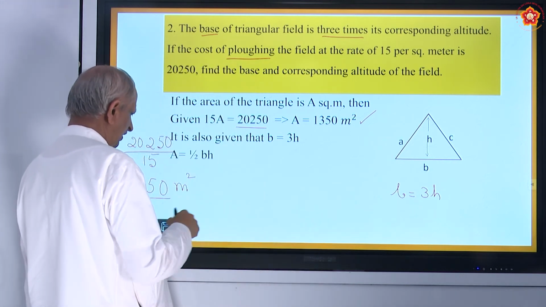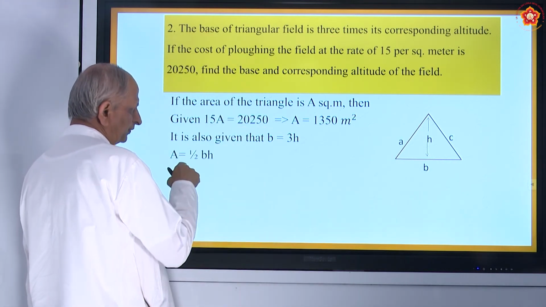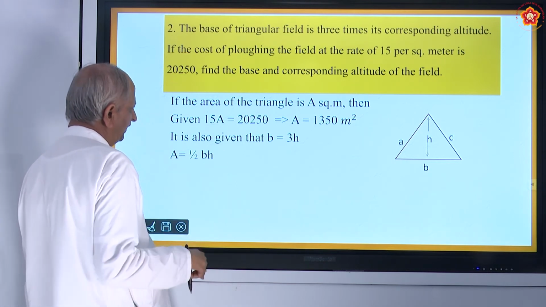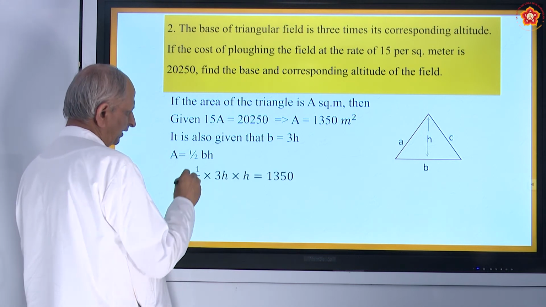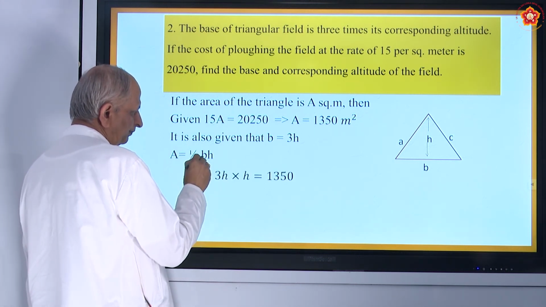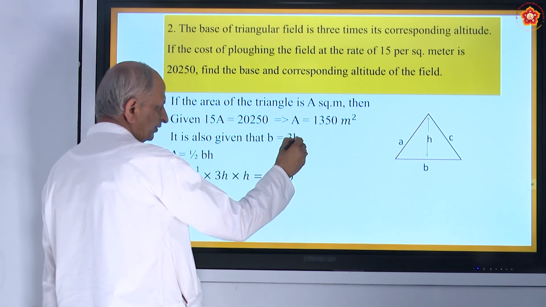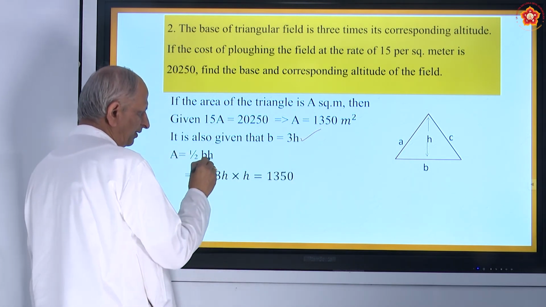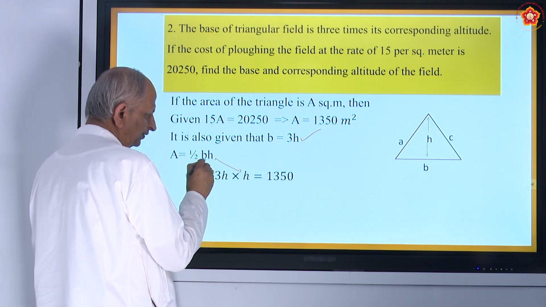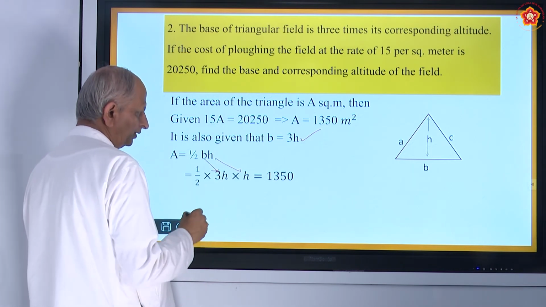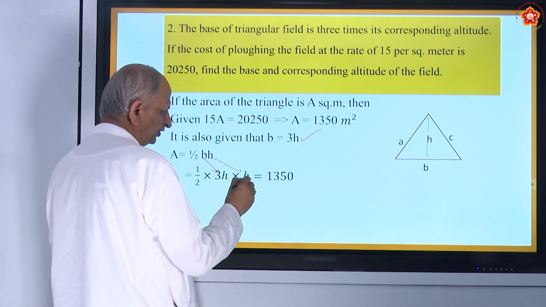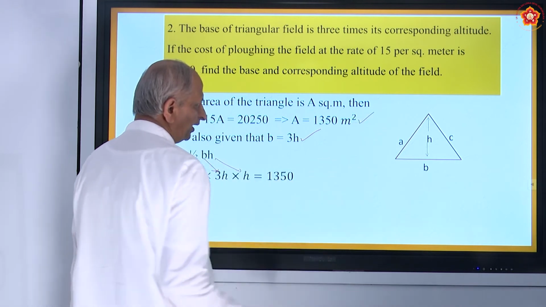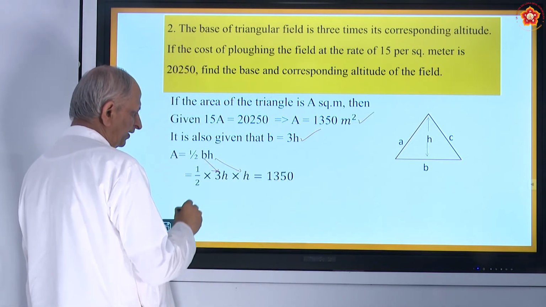So by using this formula, what is the area of the triangle? Half into base into height. So apply it there: half into, instead of B we write 3H, because B is equal to 3H, into H. This is the height, this is the base. So half into 3H into H is equal to 1350, that is the area. Area is given as 1350.